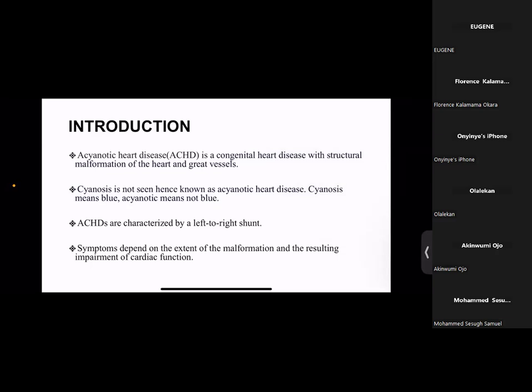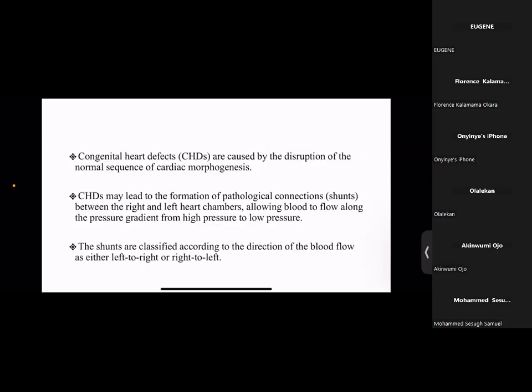And as we all know, cyanosis means blue and acyanotic means not blue. Acyanotic heart diseases are characterized by a left to right shunt. Symptoms depend on the extent of the malformation. Congenital heart diseases are caused by disruption of the normal sequence of cardiac morphogenesis.